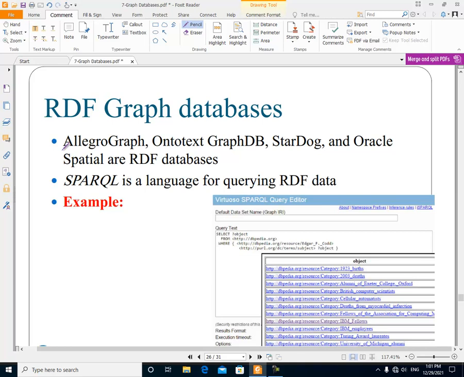These are some examples of RDF graph databases: AllegroGraph, Ontotext GraphDB, Stardog, and Oracle Spatial. Also, there is a language for doing operations on RDF graph databases, which is called SPARQL. SPARQL is a language for doing operations on RDF graph databases.